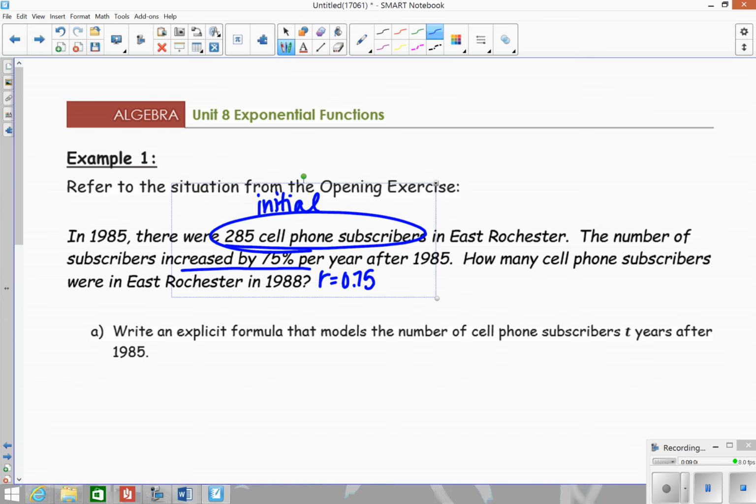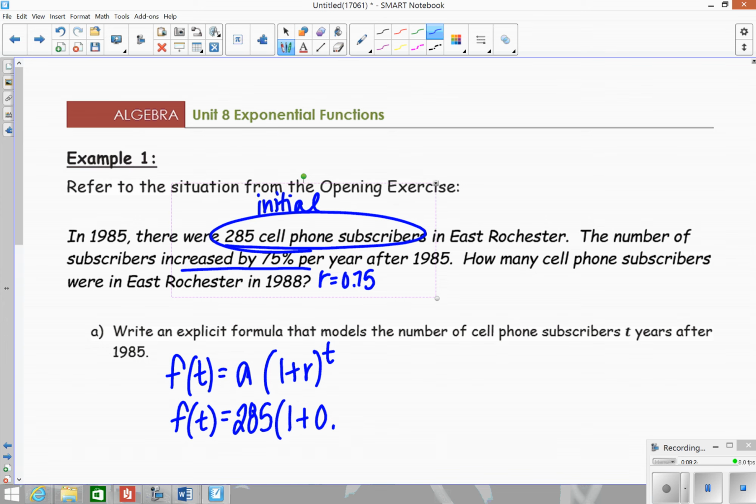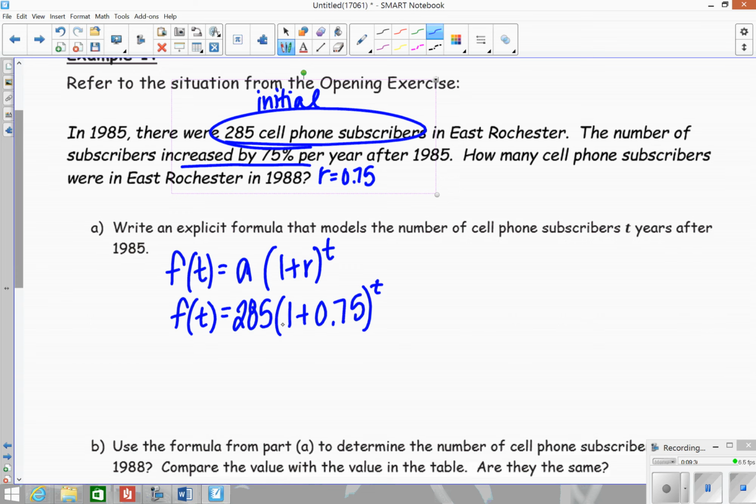And we're going to start with just writing our formula. So our formula is going to be f of t equals a times 1 plus r to the t, so it's a growth function. We're going to plug in our 285 for our initial, 1 plus the rate, 0.75, raised to the t. And then, like I said before, the only thing that you can do with these is actually add the inside. You can't ever combine this 285 because the 1.75 belongs to the exponent and the 285 doesn't. So this is as best as I can simplify it: 285 times 1.75 raised to the t.